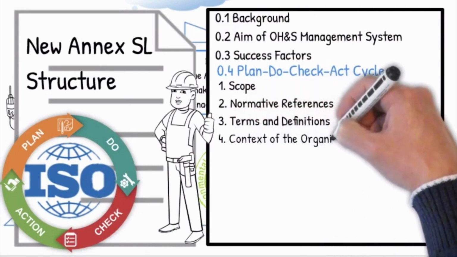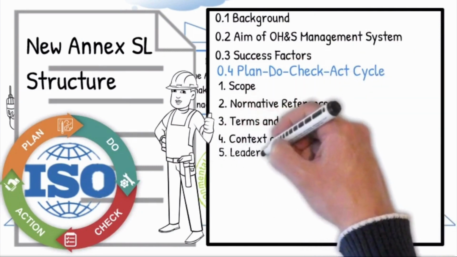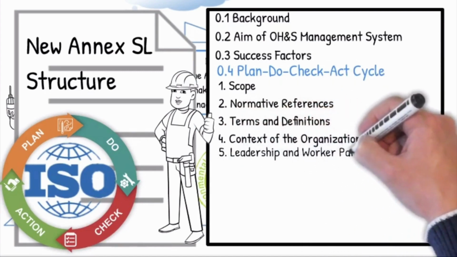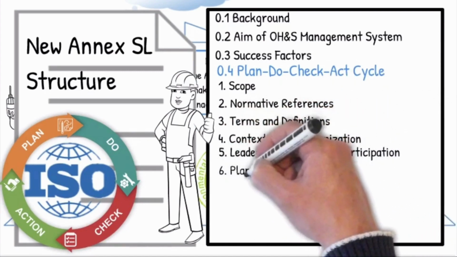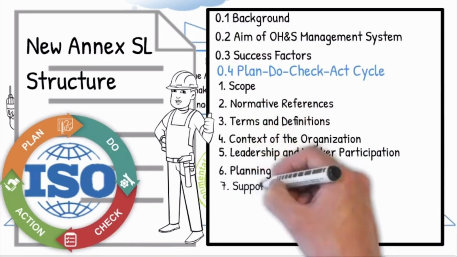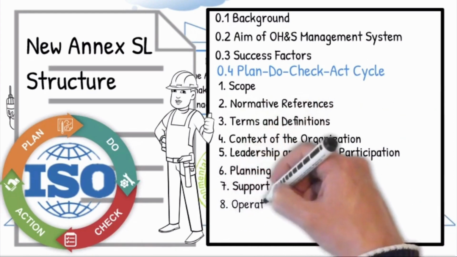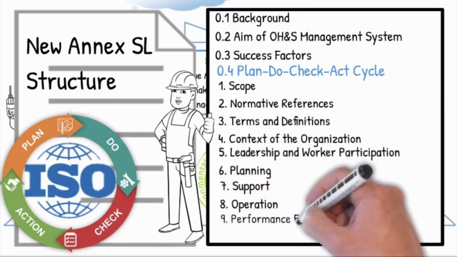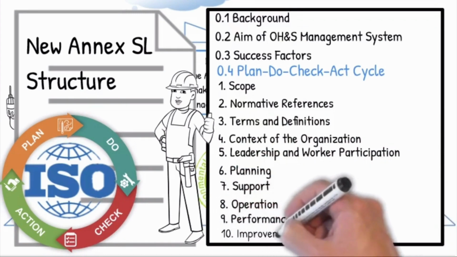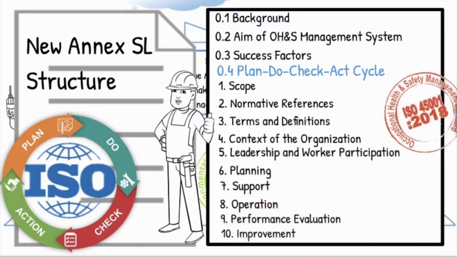Clauses 4 to 10 contain requirements that can be used to assess conformity to the occupational health and safety system, by considering the issues referred to in the context, the needs of interested parties and the scope of its management system to determine the risks and opportunities that need to be addressed.